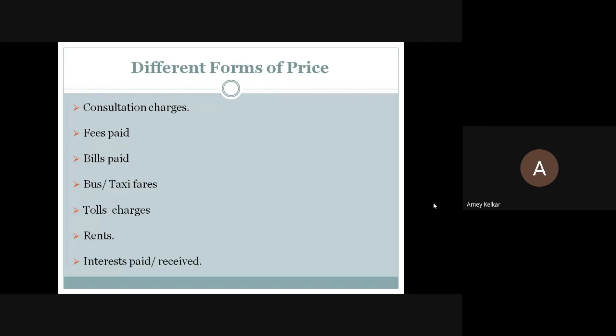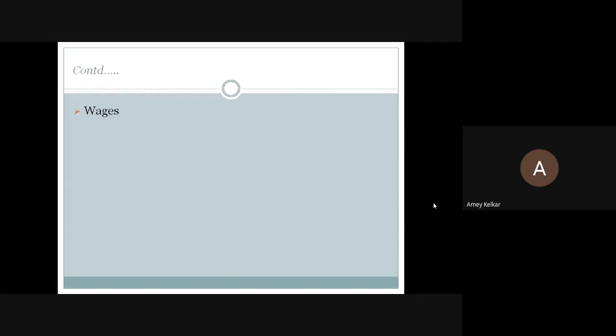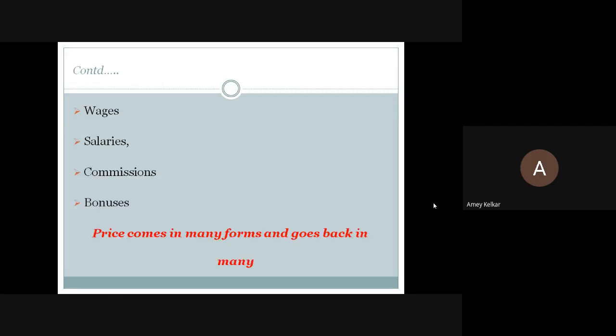Interest paid or received is a form of price. Wages, salaries, commissions, bonuses. These are all the different forms of prices which we come across in our day-to-day life. There are many, but a few I have listed. So price comes in many forms.